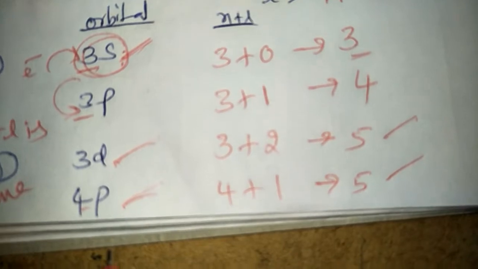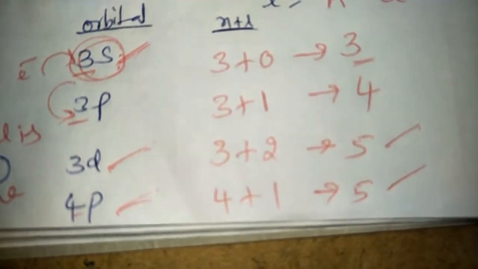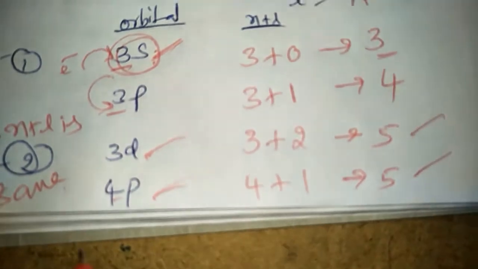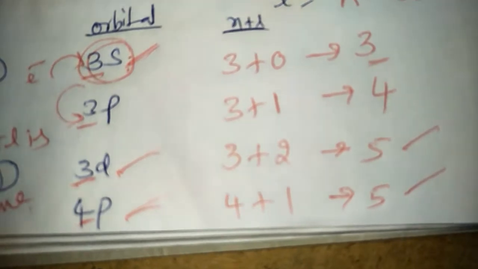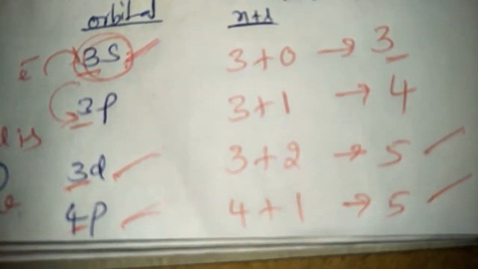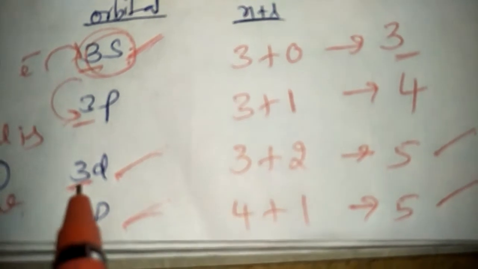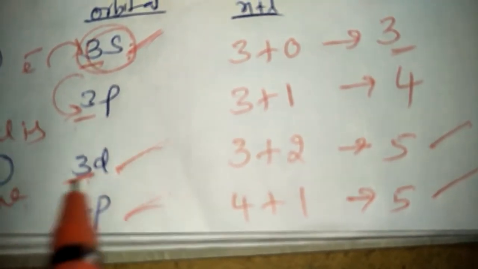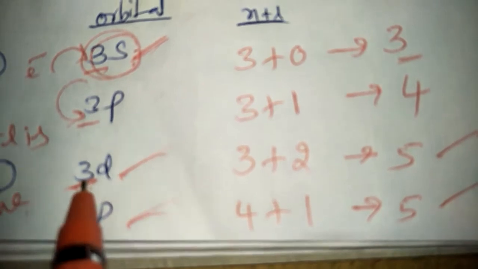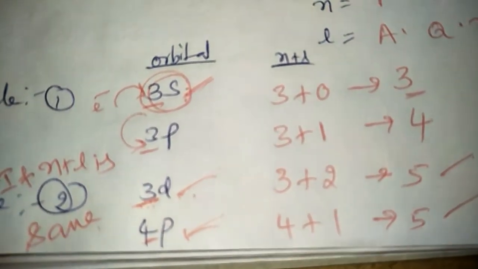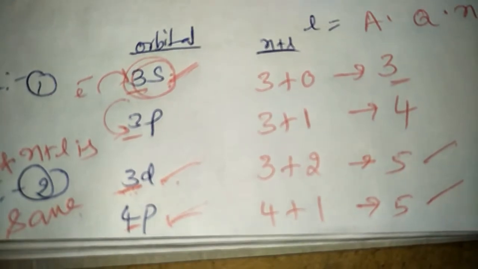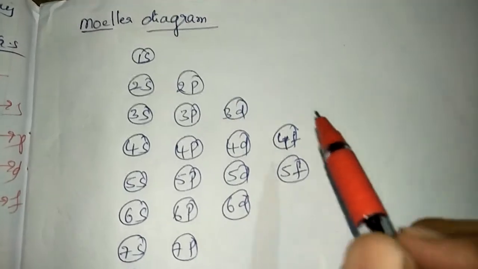Then the electron enters into which orbital? Here if the n plus l value is the same, the electron enters the orbital whose principal quantum number is lower. Here the principal quantum number is 3, that's why the electron enters into the 3d orbital first, then the 4p. By these two rules we can write the electronic configuration of any atom.